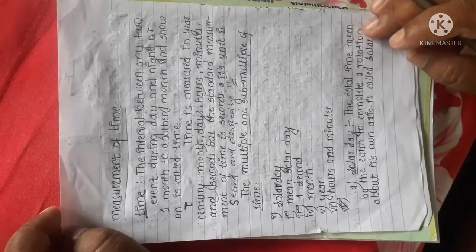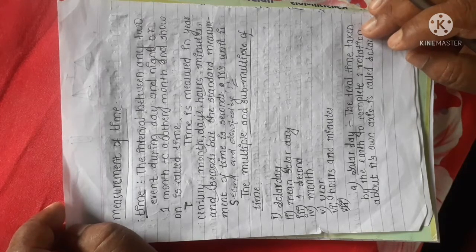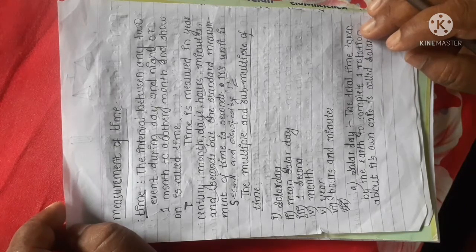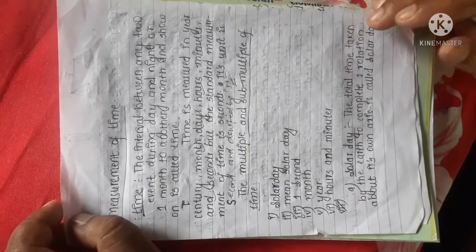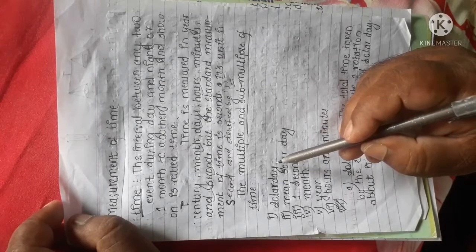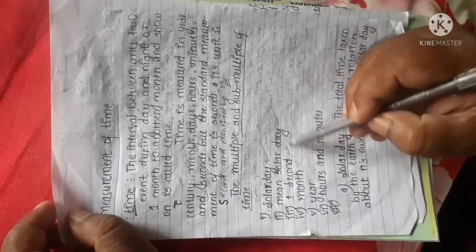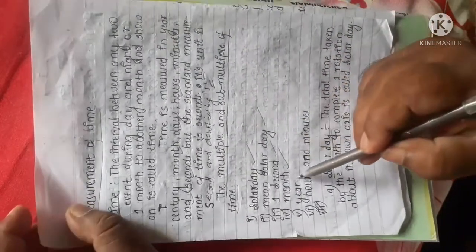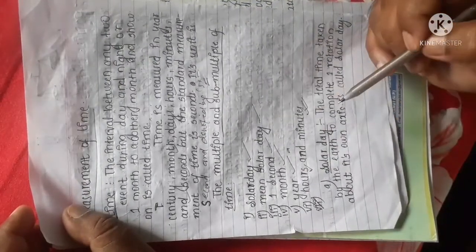Second is the standard unit of time, but practically in our life we use 1 day, 1 week, 1 month, 1 year, 10 years, 100 years, etc. So the multiples of time, here we go: solar day, mean solar day, second, month, year, hours, and the last one is minute.